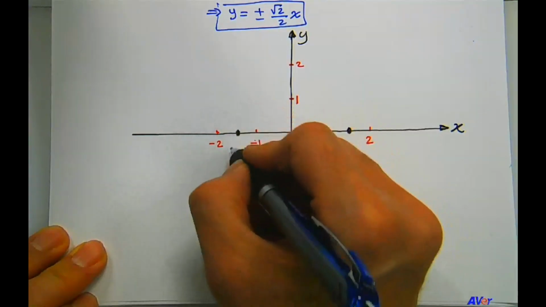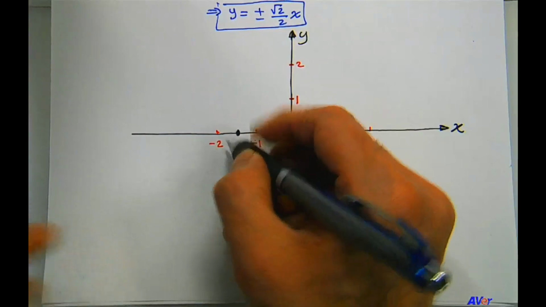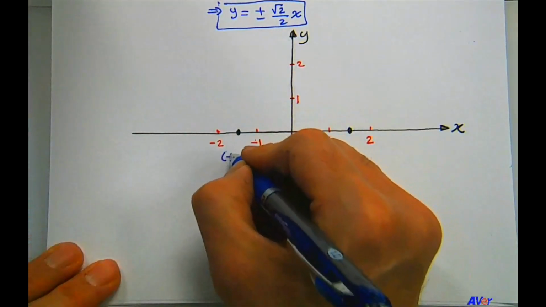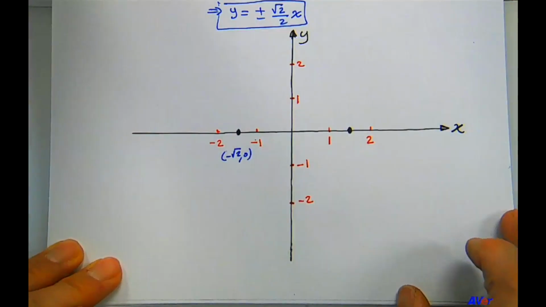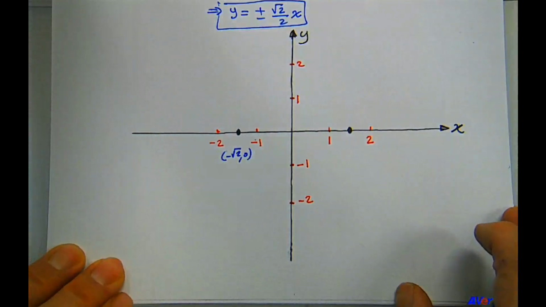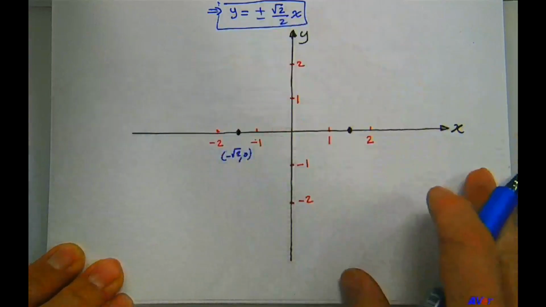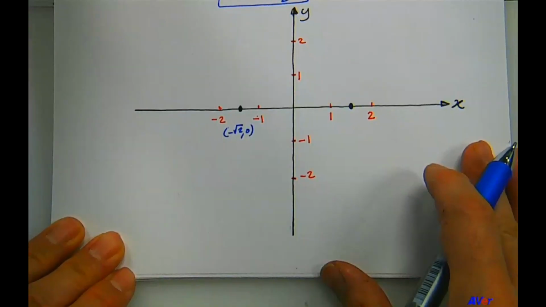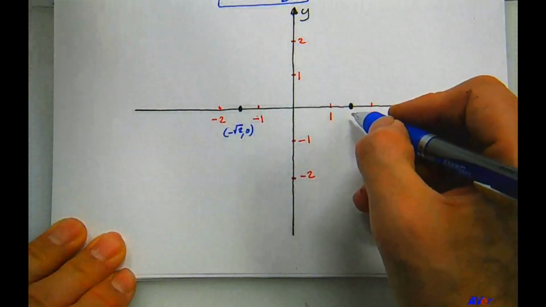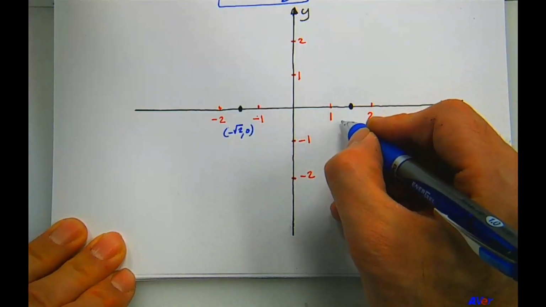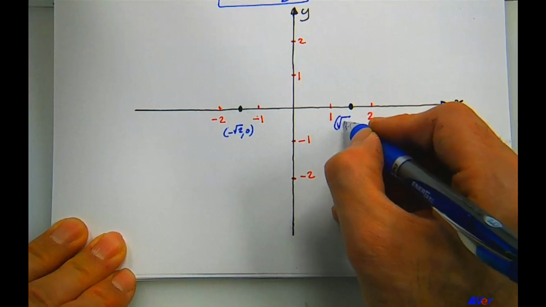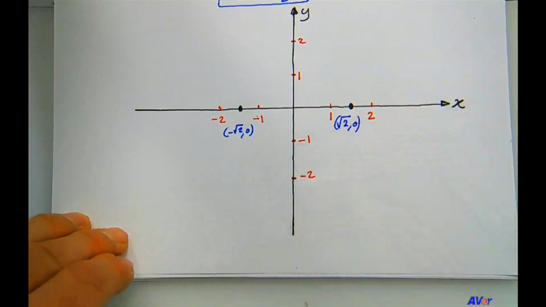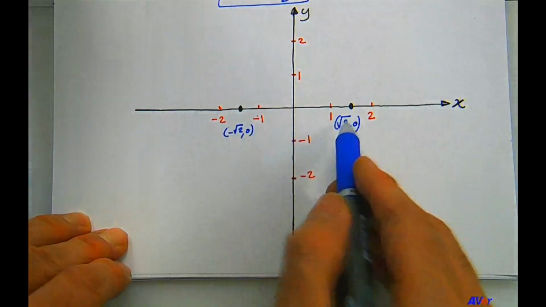Okay, so that location is minus square root of 2 comma 0. I know I'm writing this small, but these drawings tend to get really crowded, so I'm trying to avoid that as much as I can. And then this point, that's the other vertex. It would be square root of 2 comma 0. So minus a, plus a.